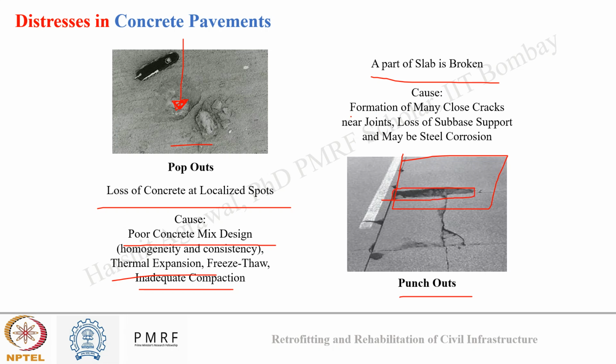So they are mainly caused by formation of many small cracks near the joints, which ultimately lead to such punch outs. They can also occur due to loss of sub base support and maybe due to steel corrosion. Okay, so these can be different reasons for distresses in concrete pavement and how these distresses can appear on a concrete pavement.